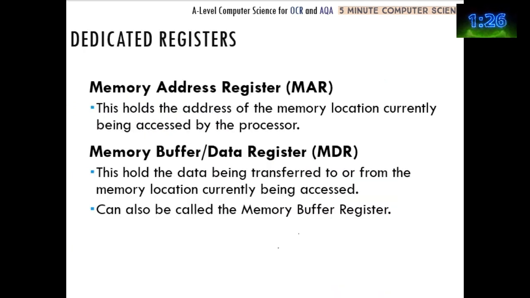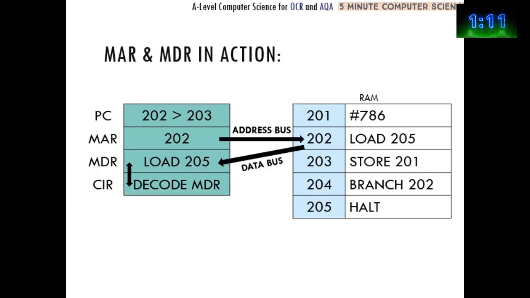So we've got the memory address register and the memory buffer register. The real difference here is that the address register is basically used to carry the location for the next bit of code that needs to be fetched, and the data register is the actual bus that brings that back to the CPU. Okay, so let's have a look at this actually functioning.